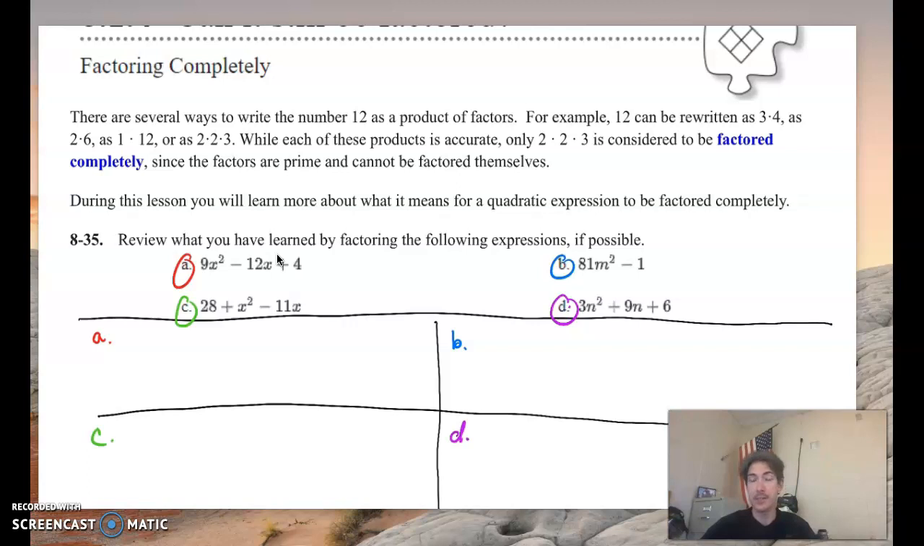I'm going to pause the video. I'm going to do this, and then I'm going to put it back on the screen, and you're going to have the ability to check your work. So on your mark, ready, set, go. Try to factor A, B, and C.